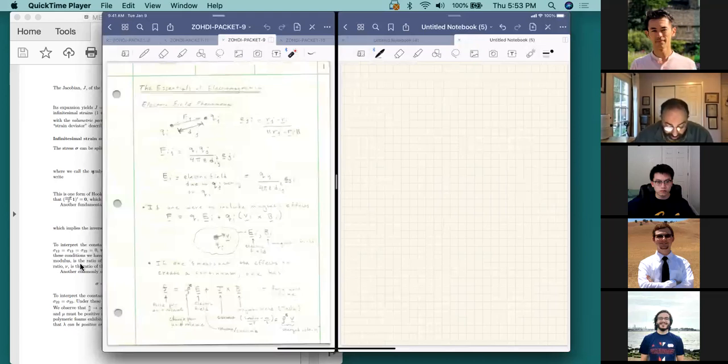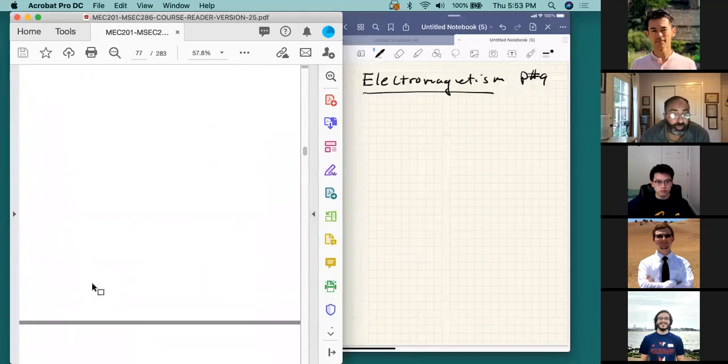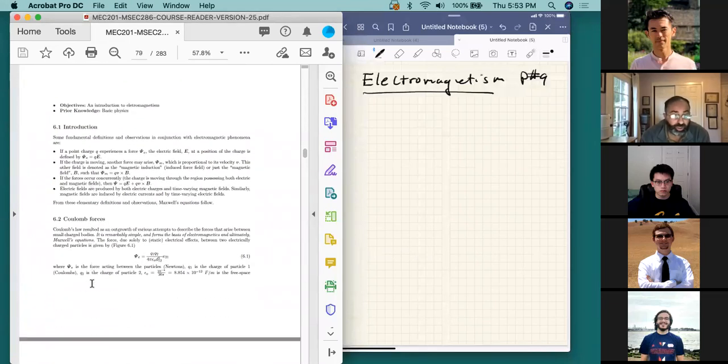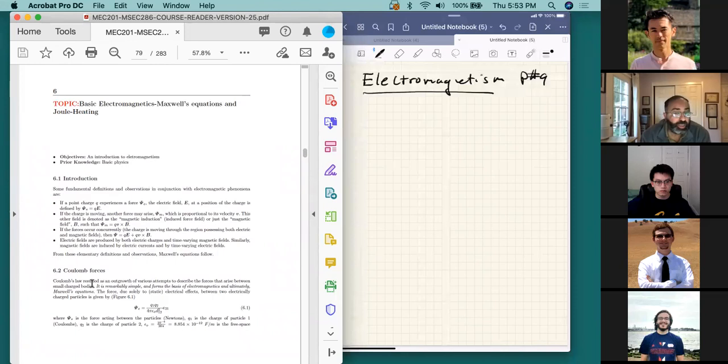So the basic ideas of electromagnetism are twofold. So let's take a look here. Okay, so electromagnetism. So again, this is packet number 9, and it's also chapter, if you want to read up on it, and I would like you to please read before next class period, chapter number 6. It gives you everything you ever wanted to know, but were afraid to ask about electromagnetism.